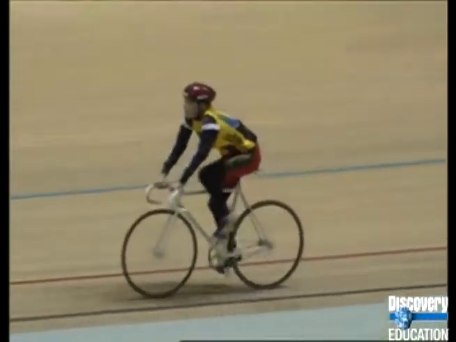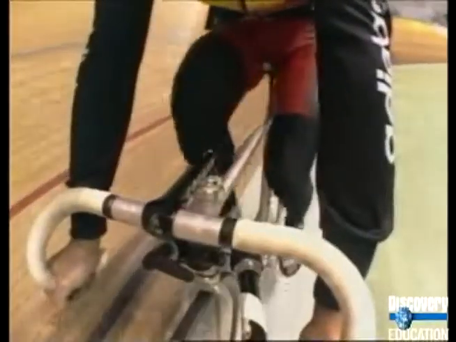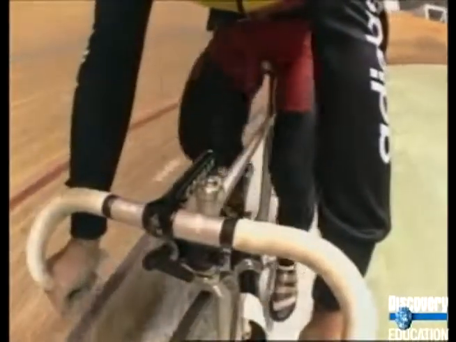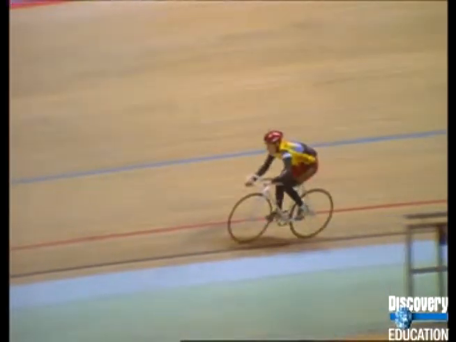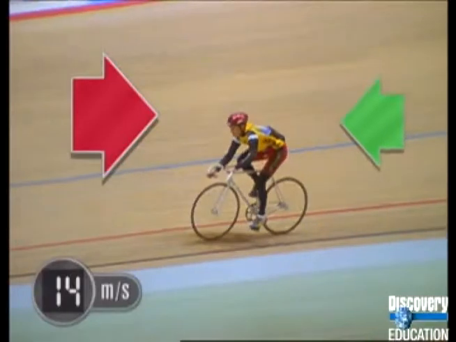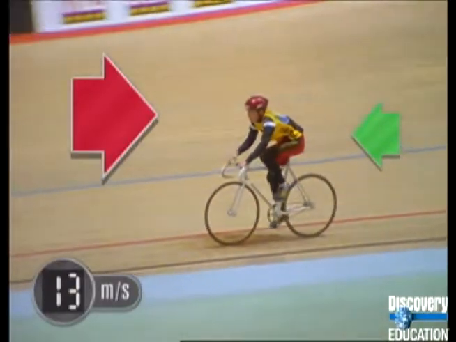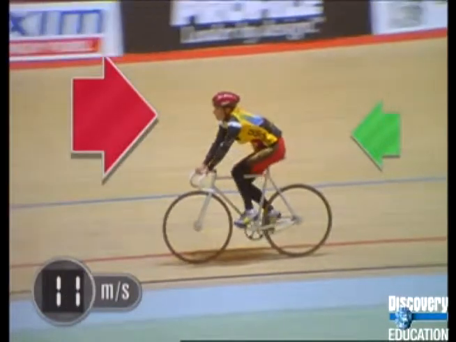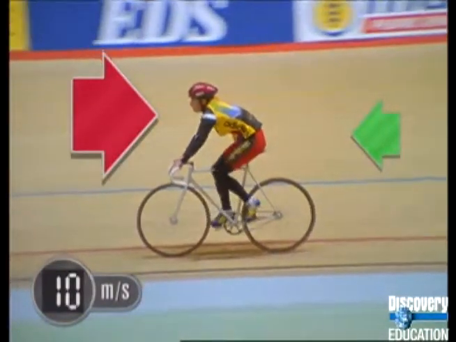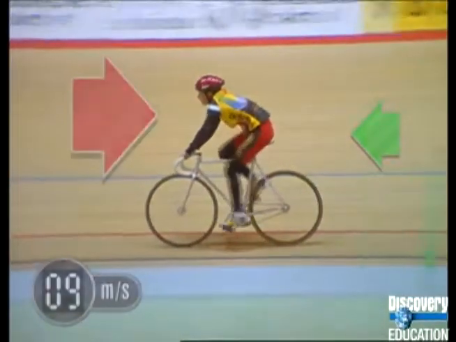Great. Racing bikes like these don't have any brakes. Instead, the cyclist simply stops pressing down on the pedals. The forward force is now much smaller. The forces are unbalanced again, so the speed of the bike changes. This time, it gradually slows down.